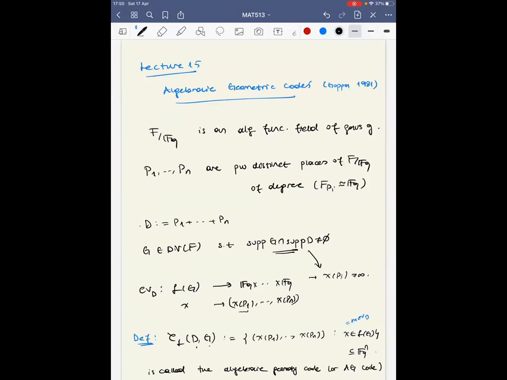And obviously this evaluation is an F_q-linear map, we can easily see that. So that means the image is also an F_q-space in F_q to the n. So that means they are obviously linear codes. And the evaluation map is surjective onto this linear code C, obviously by definition.